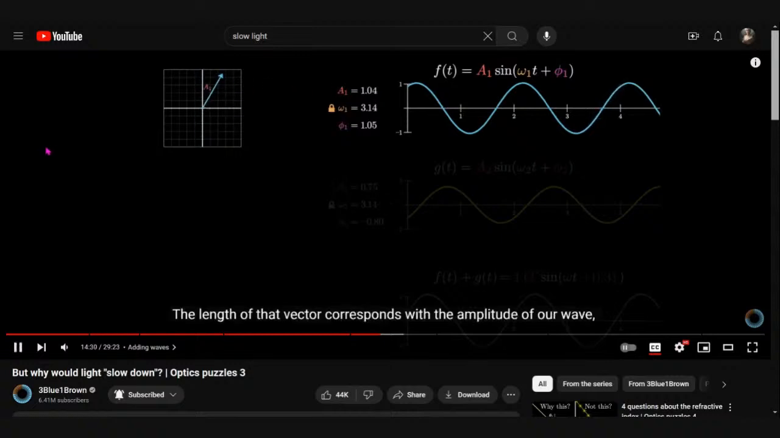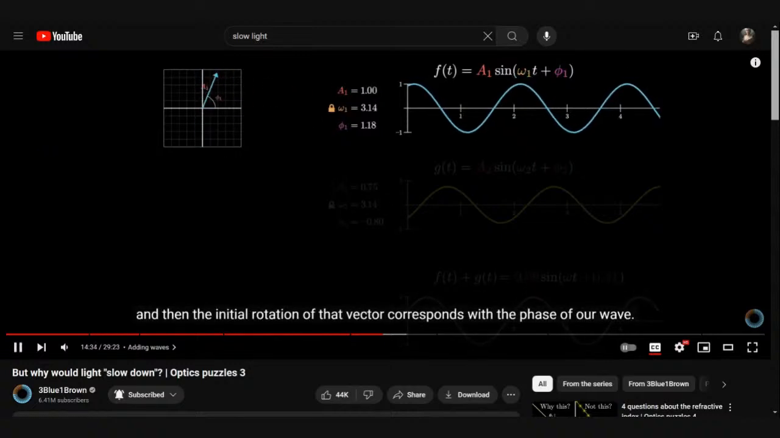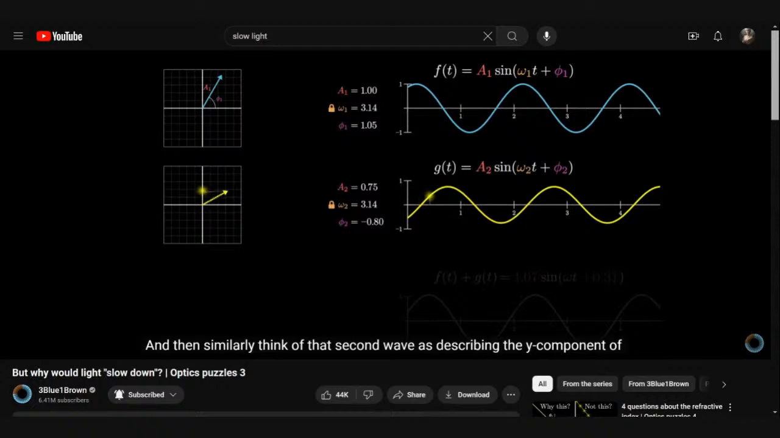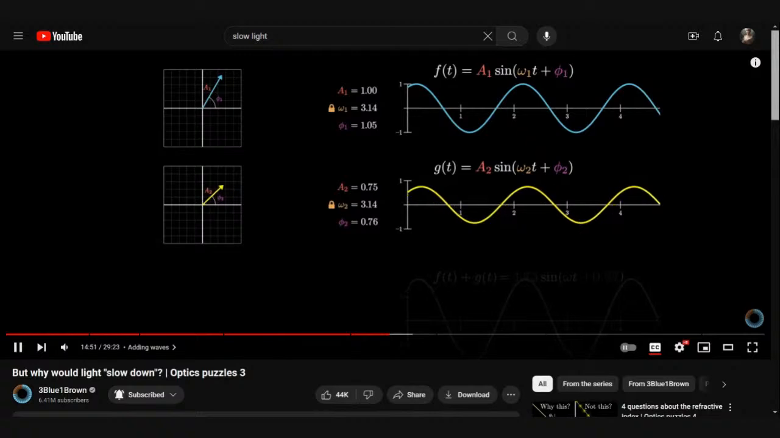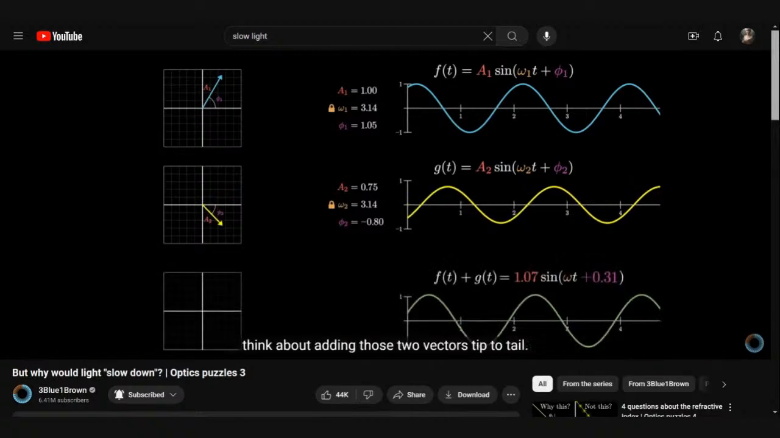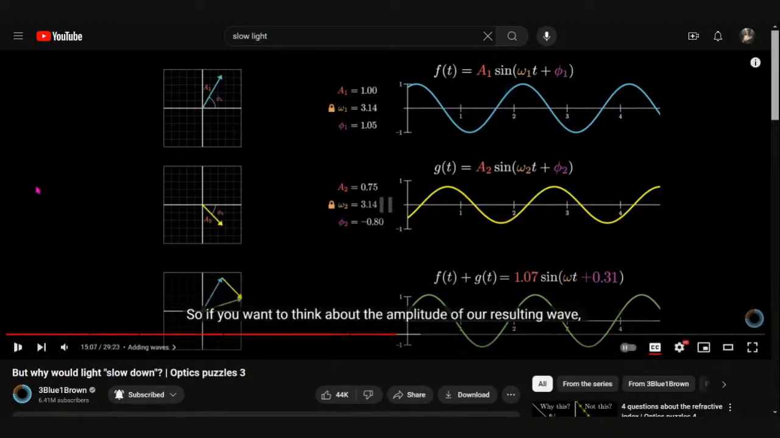The length of that vector corresponds with the amplitude of our wave, and then the initial rotation of that vector corresponds with the phase of our wave. And then similarly think of that second wave as describing the y component of another rotating vector, where again the amplitude corresponds with the length of that vector, and the phase of the wave tells us the initial angle of that vector. It's going to be a little bit behind. Just think about adding those two vectors tip to tail, and because they both have the same frequency, as both of them rotate, their sum kind of rotates in lockstep with them. So that's very good.